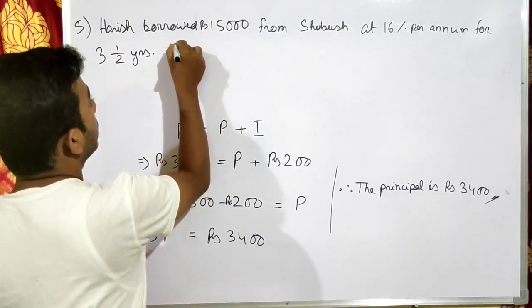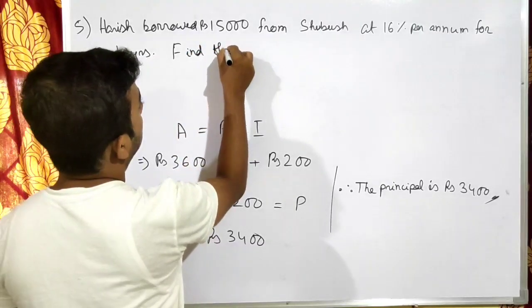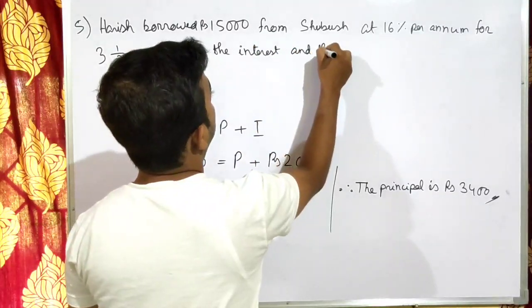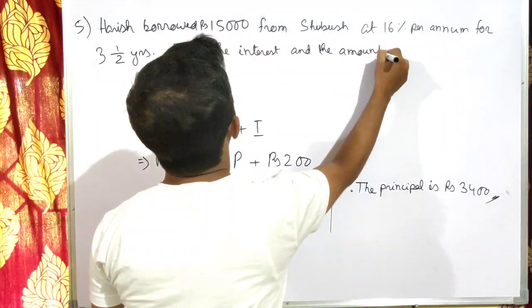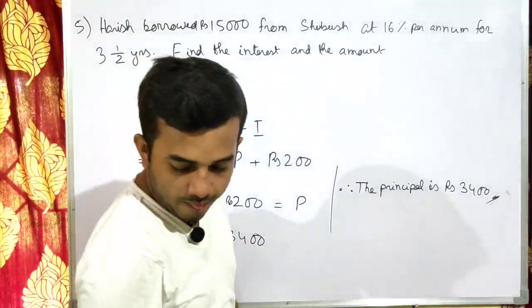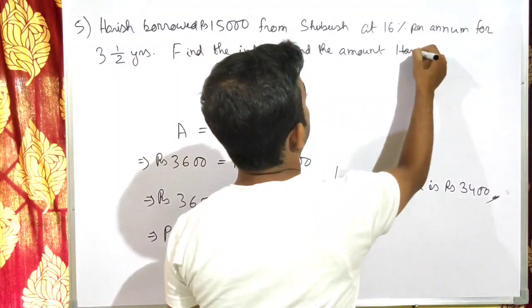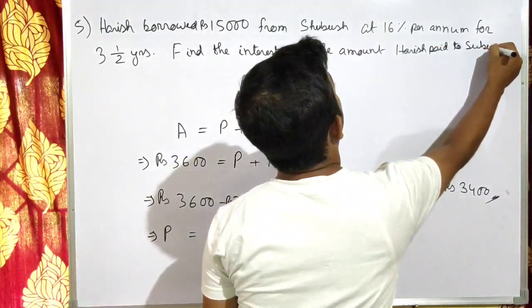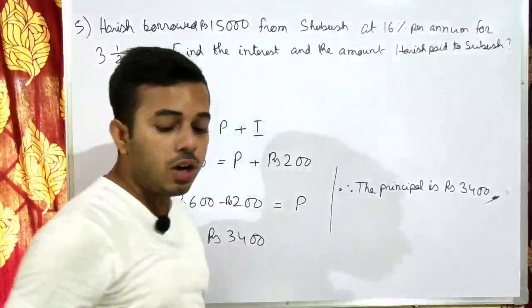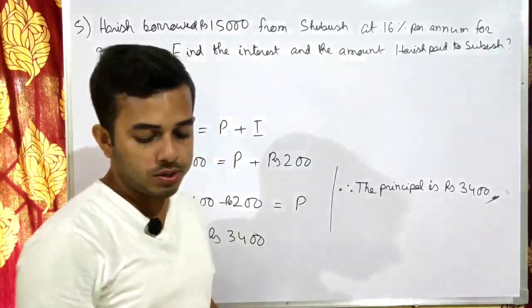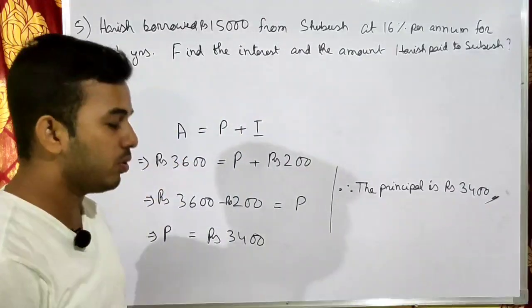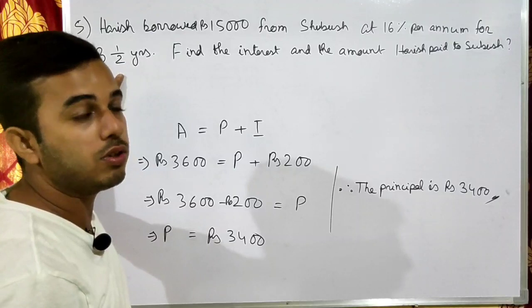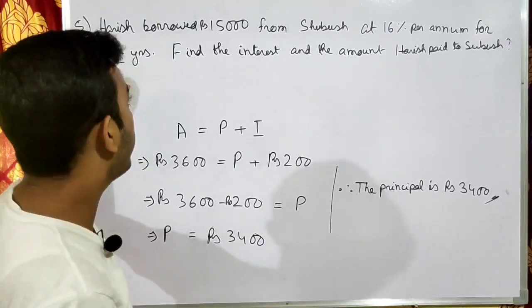Find the interest and the amount Harish paid to Subhash. Okay, so this is the same as the questions of question number 2 and question number 3. These are the same questions. Okay, just this is in the mixed fraction, nothing more different. That is, the time period is in the mixed fraction.